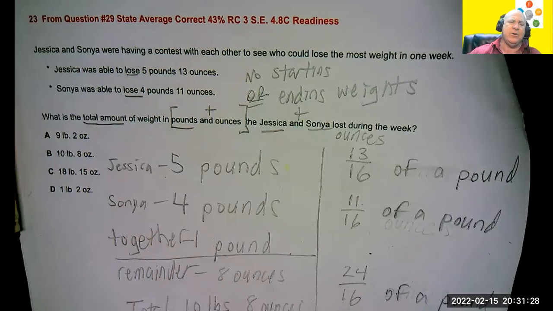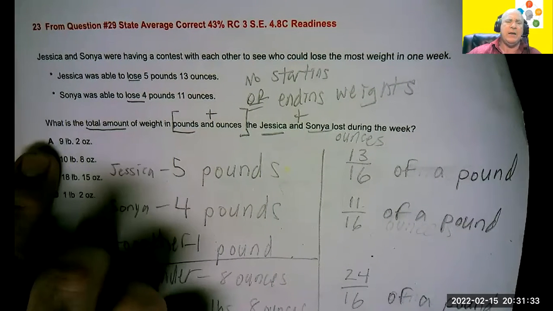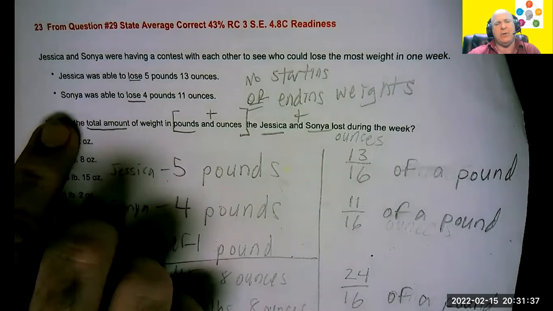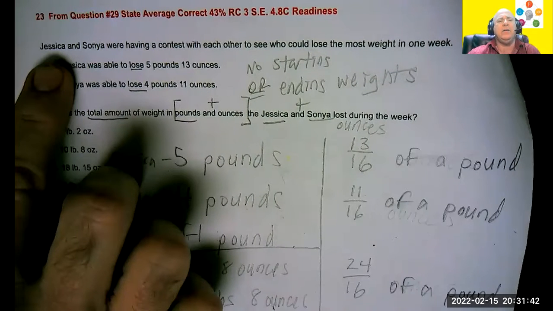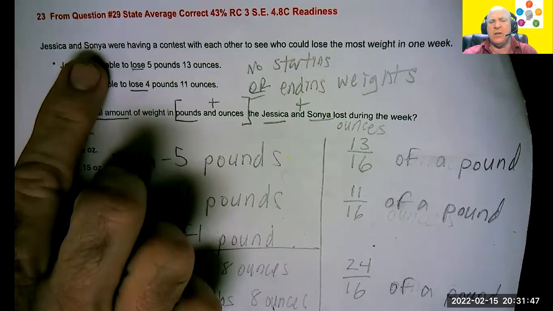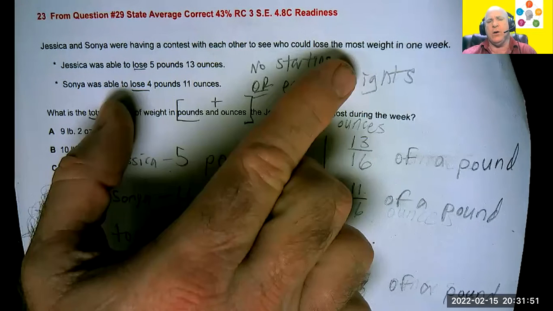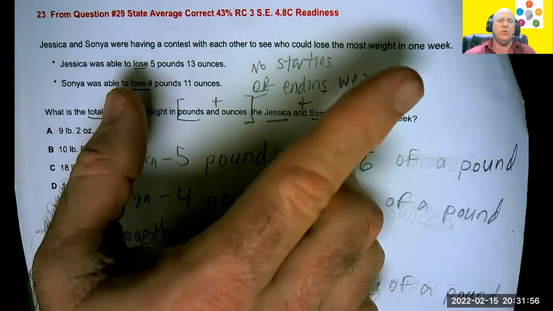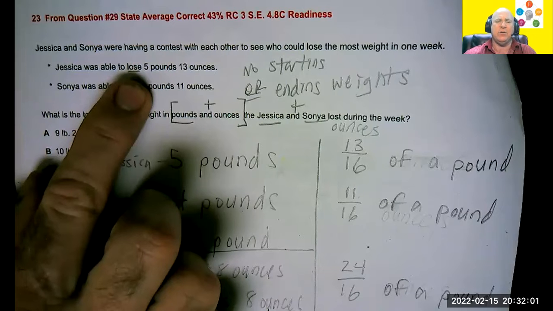Rules: read, underline, label, eliminate, execute, select. Let's read the question and the problem loudly, since we're just practicing together. Jessica and Sonia, 2 people, were having a contest with each other to see who could lose the most weight in 1 week, 1 being a number. Jessica was able to lose 5 pounds and 13 ounces.